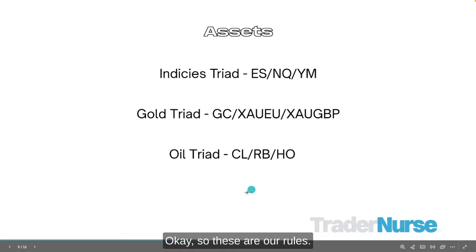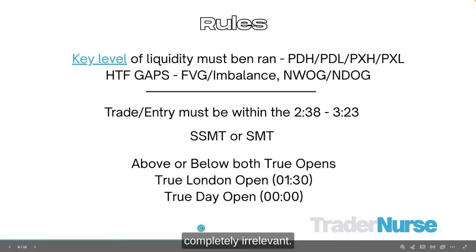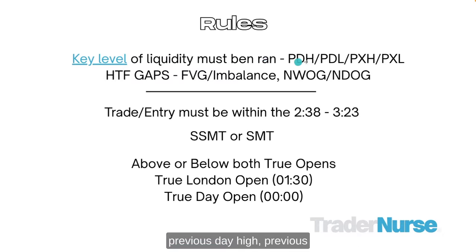So these are our rules. Our rules for London45 are pretty simple, and I've outlined this top one because without this top one, these bottom 3 are just completely irrelevant. If you do not have a key level of liquidity, which must be ran, so anything in the form of previous day high, previous day low, previous session high or low, high time frame gaps, a 4-hour imbalance, a new week opening gap or a new day opening gap, without any of these key levels, it's completely irrelevant because you need a key level to be ran before this time or during this time, and then we can look for this.